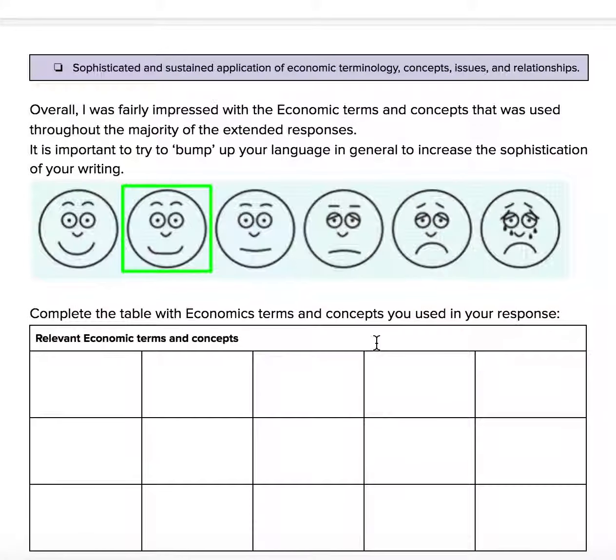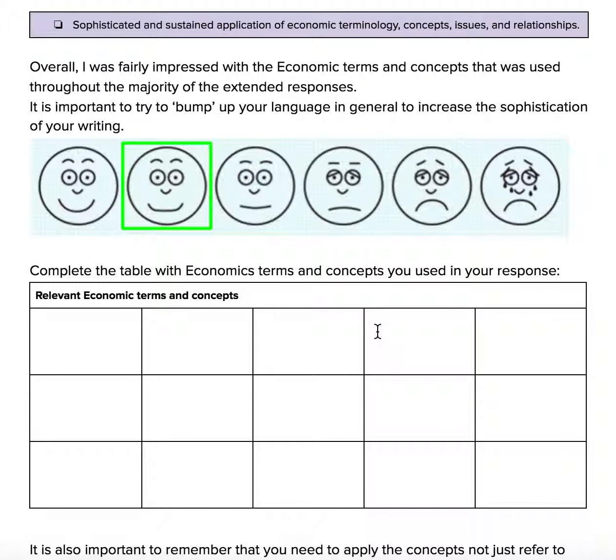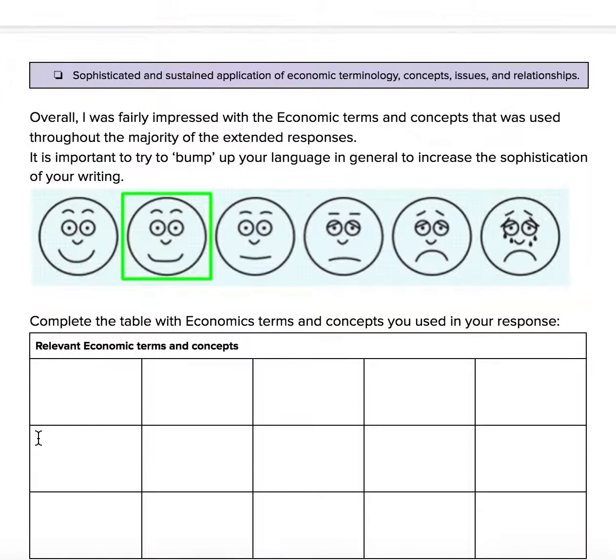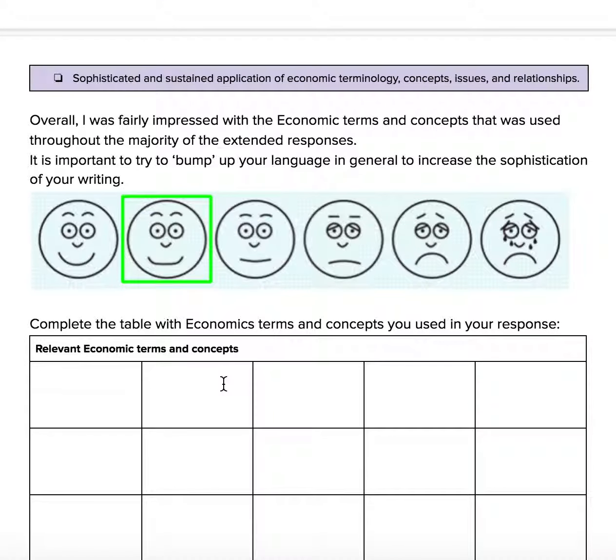Okay. Most of us really tried to use economic terms, and that was fantastic. Overall, I was fairly happy. I wasn't jumping over the moon, but I certainly wasn't crying either. What I want you to have a go at is to try and fill this table with your economic terms and concepts, okay? So pause and do that now.